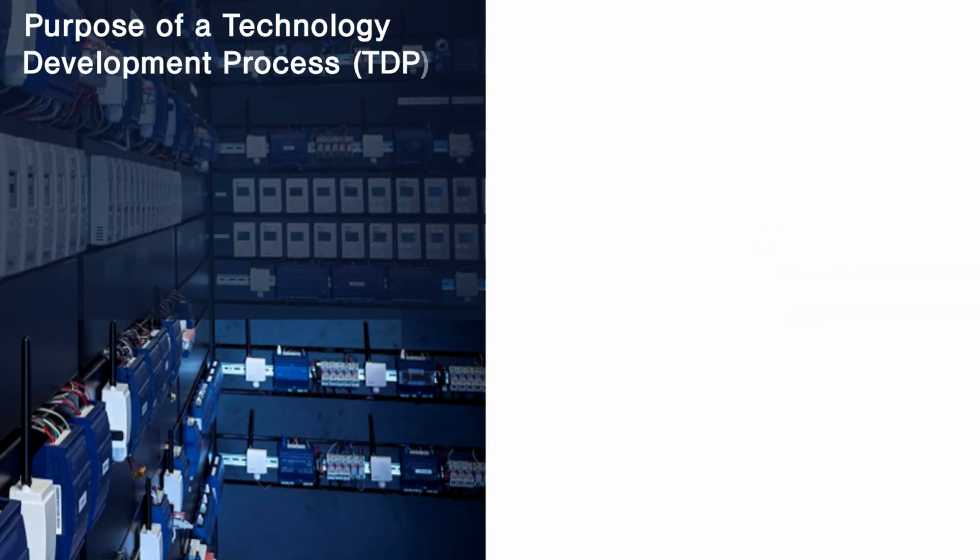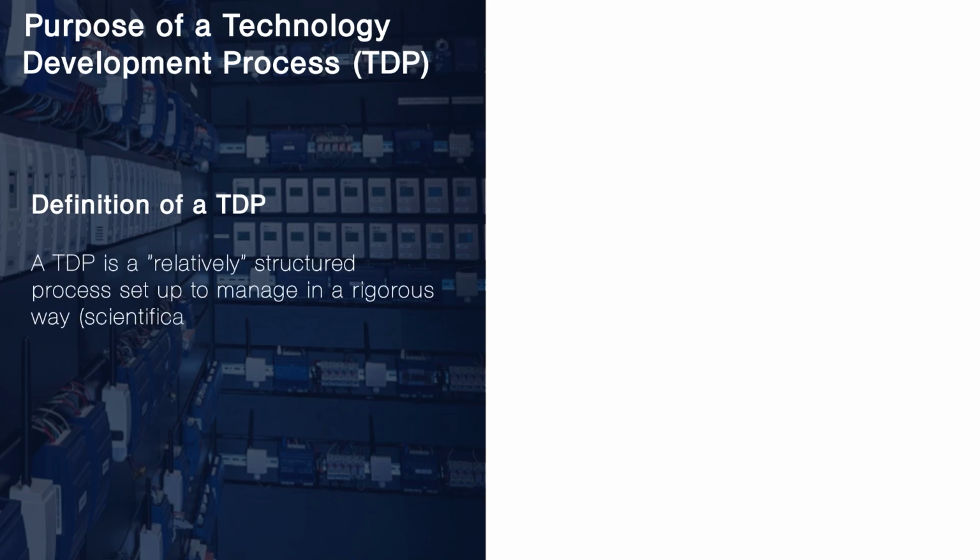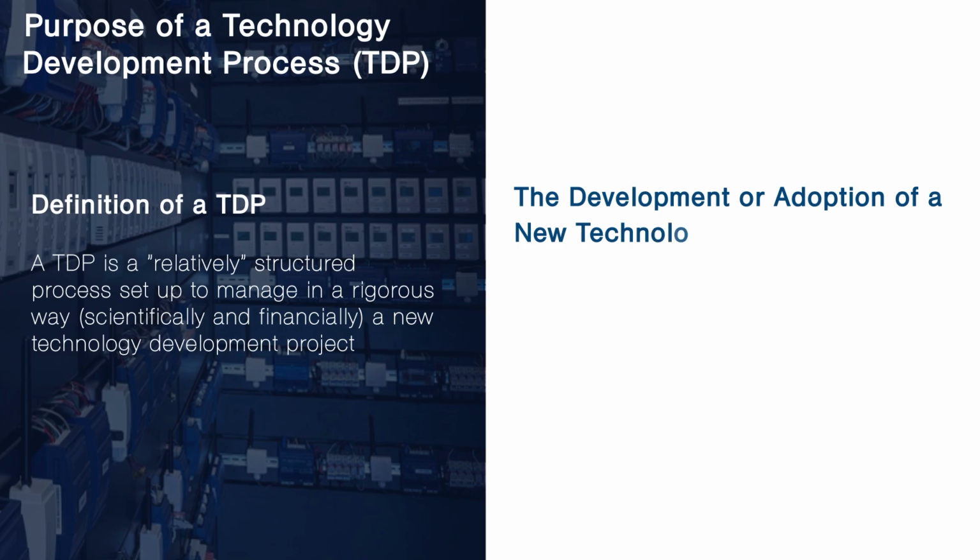The Technology Development Process, or TDP, is a relatively structured process set up to rigorously manage a new technology development project, whether scientifically or financially. Mastering the technology in its development and adoption phase takes time, and the results can be unpredictable. The two levels of performance measurement include the TDP and the PDP.